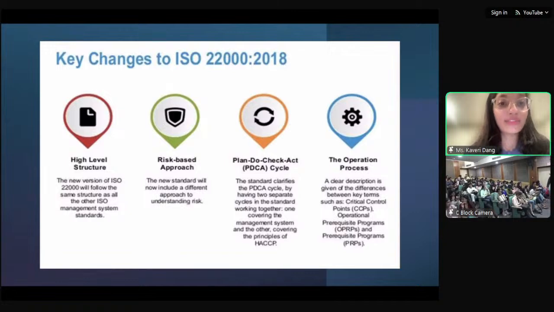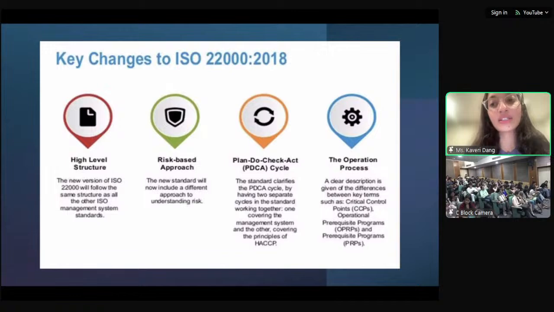This standard clarifies the PDCA cycle by having two separate cycles in the standards working together, one covering the management system and the other covering the principles of HACCP. So it means it combines our operations, the management system, with the HACCP. So it's like a more holistic approach towards getting yourself standardized.